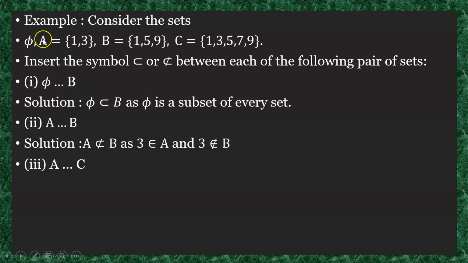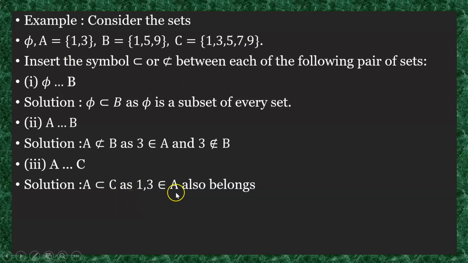A and C. See here, A has elements 1, 3 and C has 1, 3, 5, 7, 9. Both elements 1 and 3 belong to C. So A is a subset of C, since 1, 3 belong to A and also belong to C.